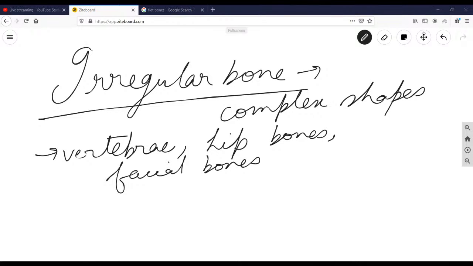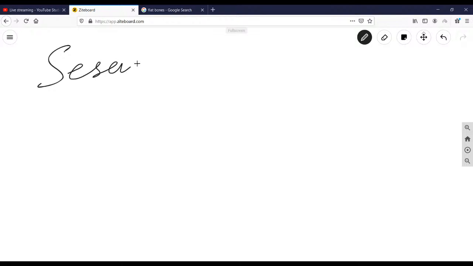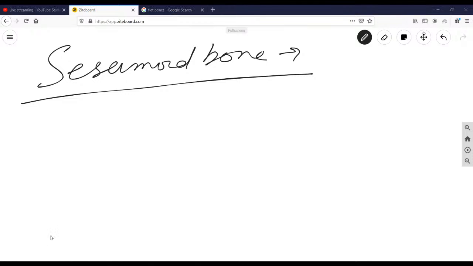Facial bones, okay. So these are the examples. Then we have sesamoid bone, a very important question in the comparative examination. Sesamoid bone. In sesamoid bone, sesamoid means it is shaped like a sesame seed. So they develop in certain tendons where there is considerable friction.